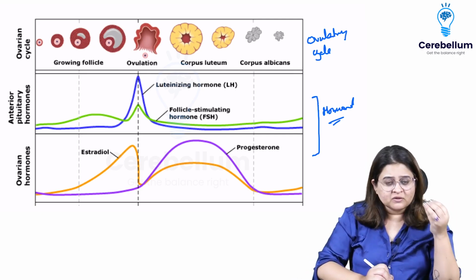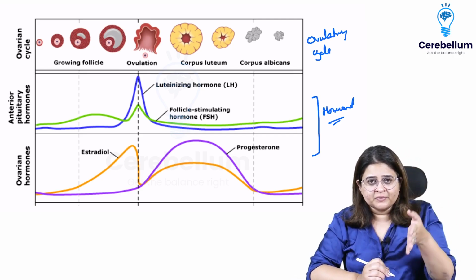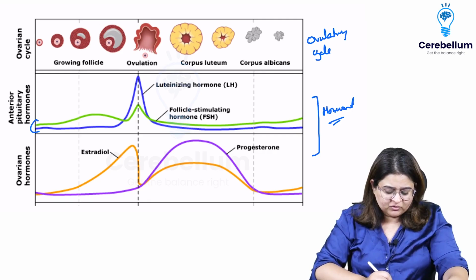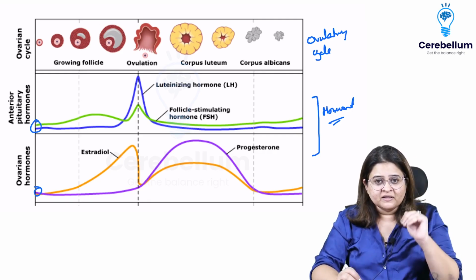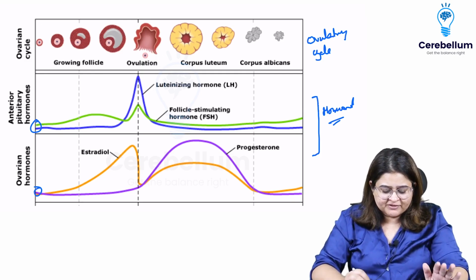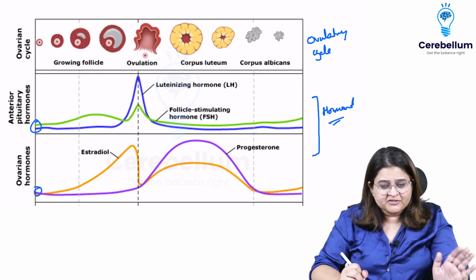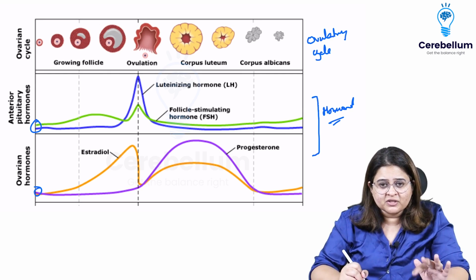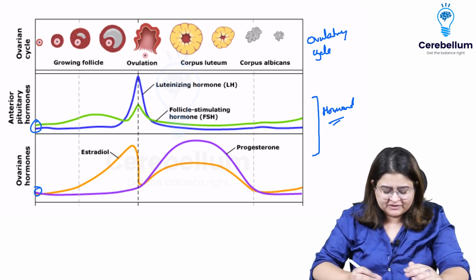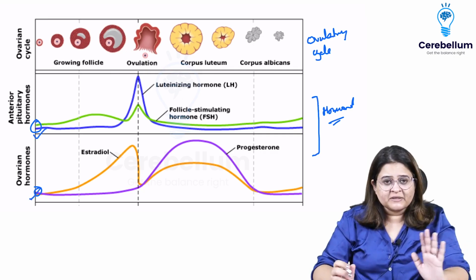What happens when the woman has just got her period on day 1 or day 2? You can see the hormones here, they're all at baseline. This is the LH and FSH. LH is blue, FSH is green, estrogen is orange, and progesterone is purple. So all of these you can see on day 1, day 2 are baseline.